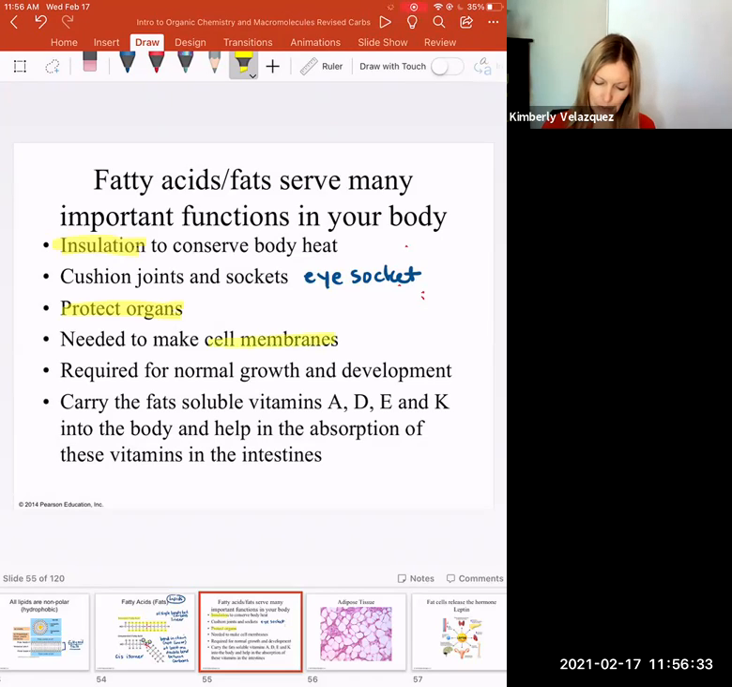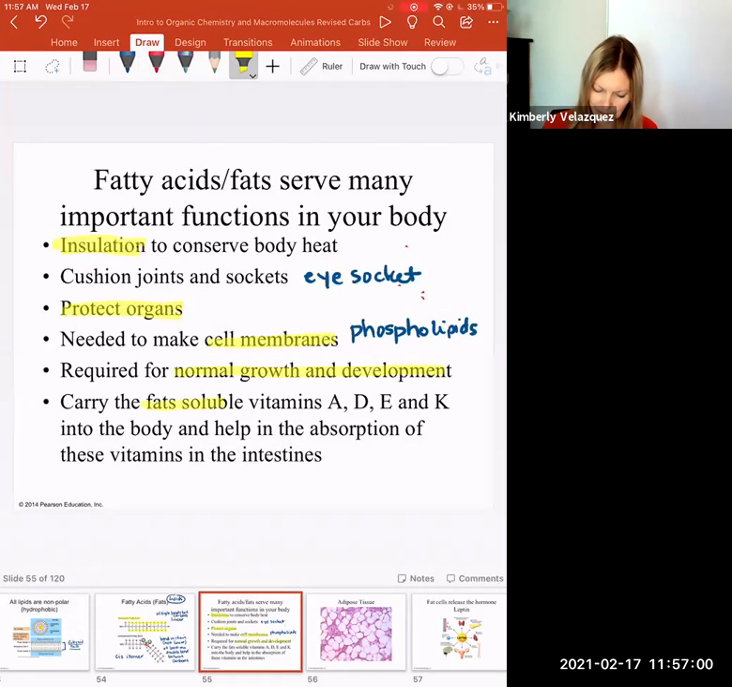Obviously, for making cell membranes, remember all phospholipids require fatty acids. So we need a lot of fats for that. Think of how many cells you have in your body and how many phospholipids that must be. And you need fatty acids for every single one of those phospholipids. That's pretty crazy. We just said normal growth and development obviously require fat.